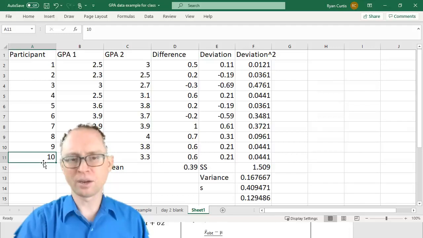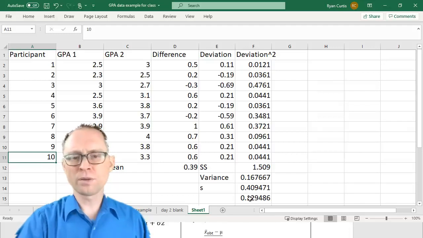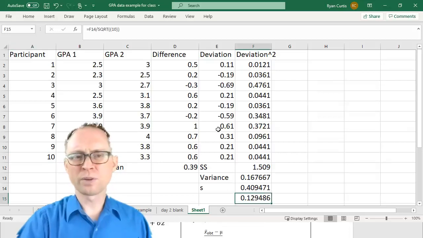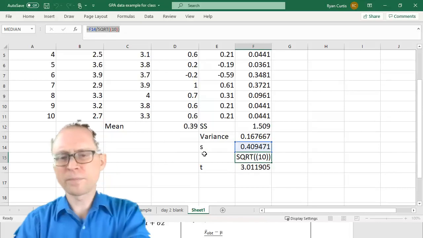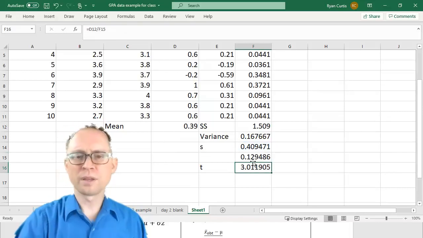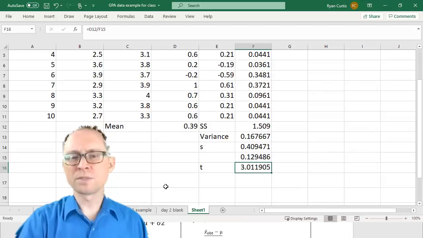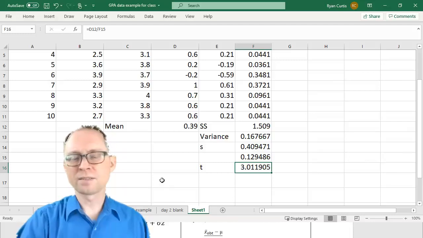N is 10 here. So what we're going to do is we're going to take this standard deviation divided by the square root of 10. So I don't know if you can see this up here, but it is that divided by the square root of 10. And when you do that, you get 0.129. And so when you take the mean minus 0 divided by standard deviation divided by the square root of n, you get 3.011905. That is our T statistic.